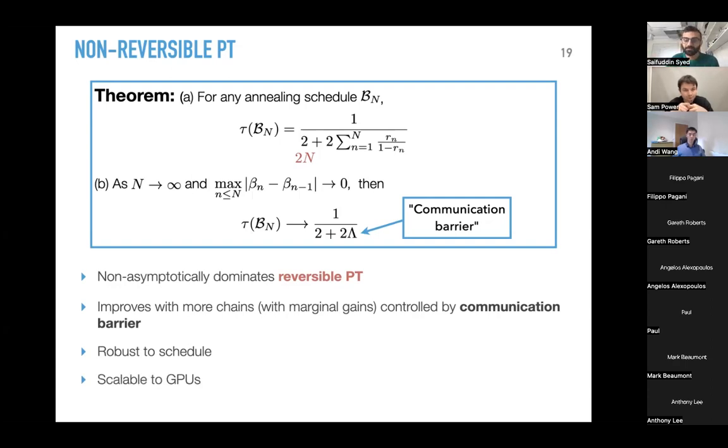And because we do not see this deterioration in performance as we did in the reversible case, it means that we can actually scale this up to hard problems, and that it can exploit GPUs.